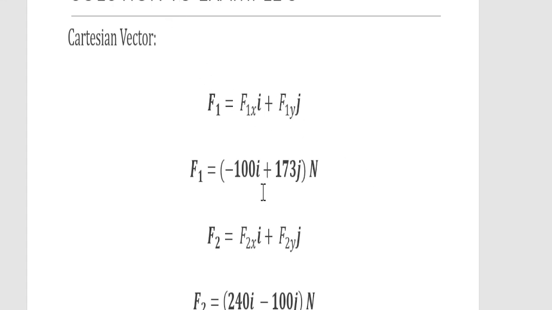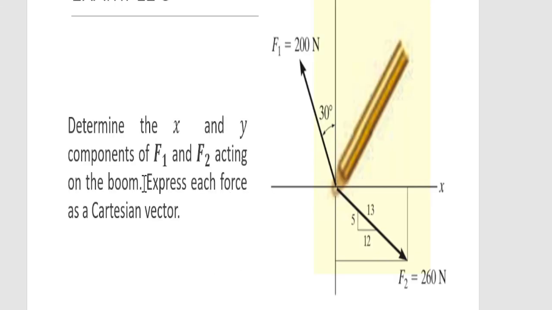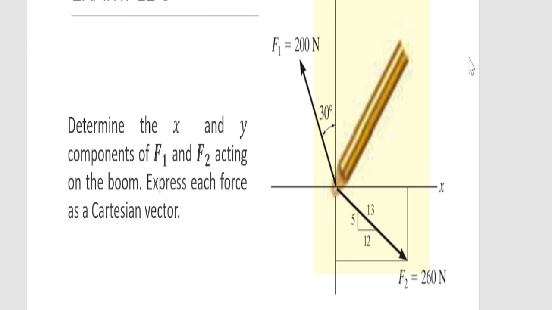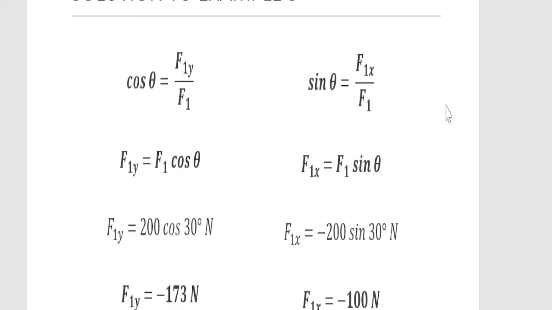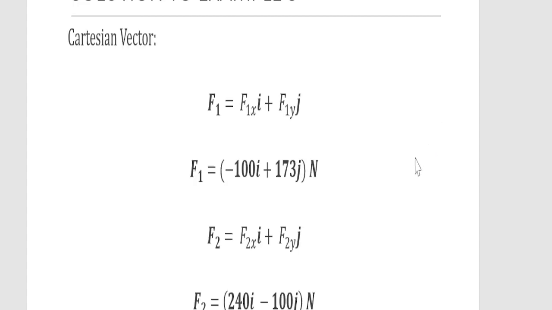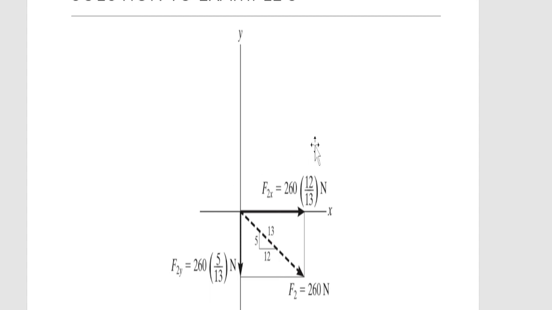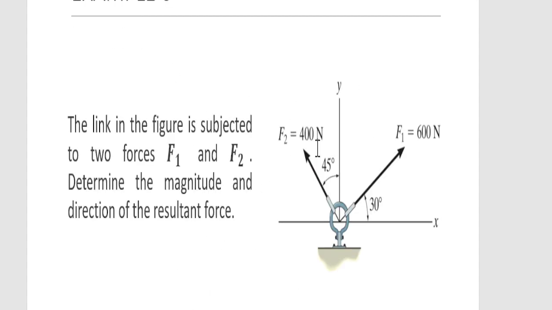Then by using the Cartesian vector, because we already have the values F1x and F1y, just substitute here. After substituting for F2 also, you will get the Cartesian vector. Once you get the Cartesian vector, you have the answer, because the question is asking to express each force as a Cartesian vector. So you don't need to solve further. But if you still want, you can solve the resultant values, but it's not necessary.